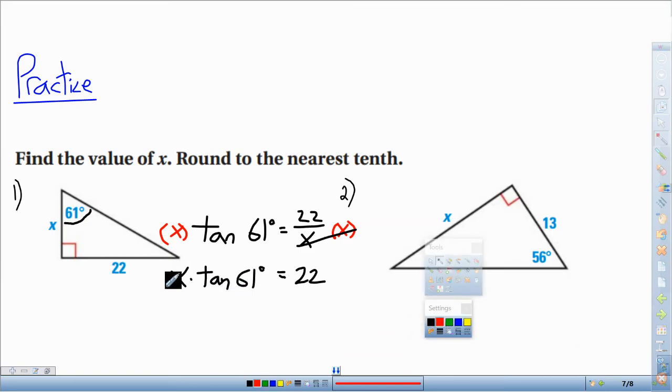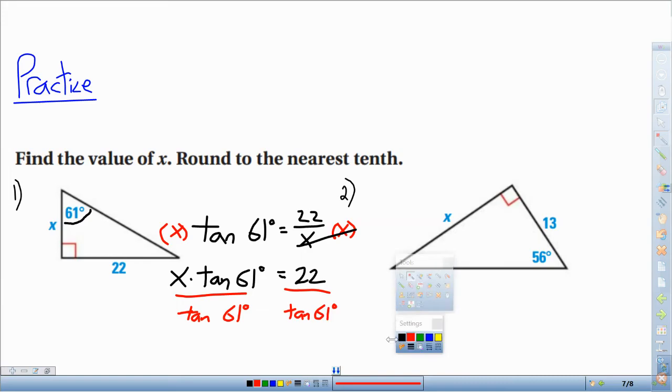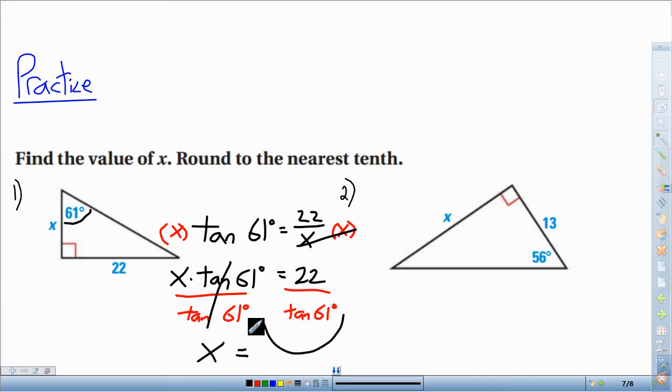Okay, and now finally I can solve for x by getting rid of tangent 61. It's being multiplied, so I'm going to divide. And we have to do that to both sides. Okay, so they're canceled, got x on the left. On the right, this is what we need to type into our calculator. And again, that's one of the most important things, knowing how to use your calculator. So everybody, again, try it out. 22 divided by tangent 61.